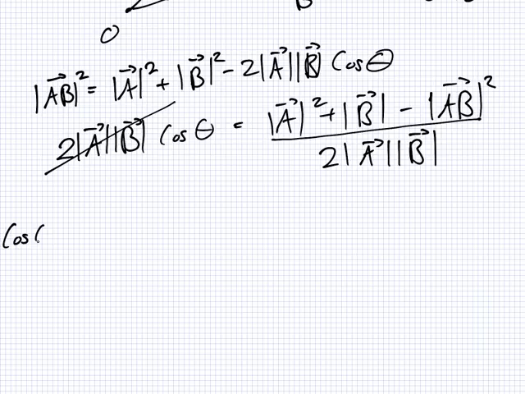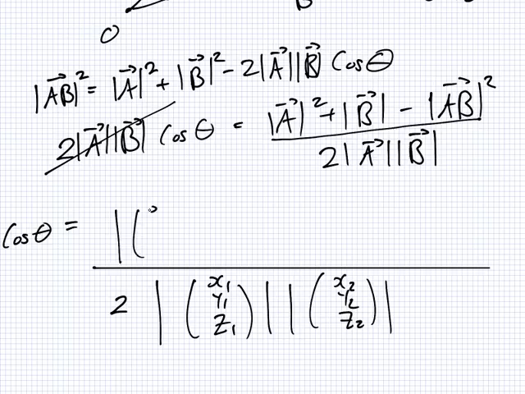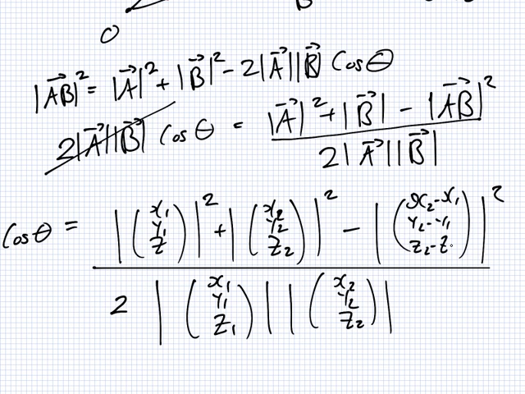So we get cos theta equals big fraction: twice the magnitude of A times the magnitude of B, and then it's the magnitude of A squared plus the magnitude of B squared minus the magnitude of AB squared, and AB is B minus A, so that would be x2 minus x1, y2 minus y1, z2 minus z1.